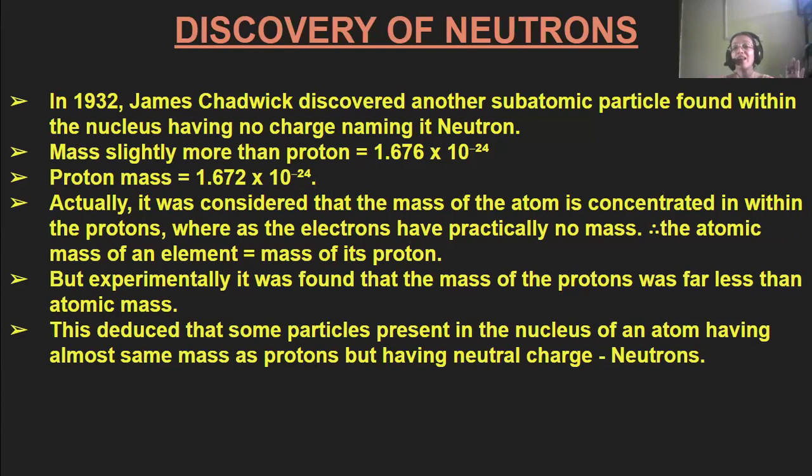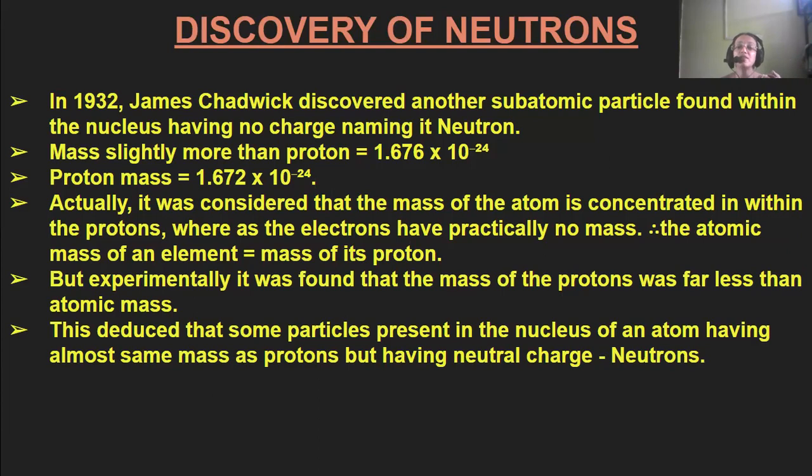Then mass: the neutron has a mass which is slightly more than the proton. Proton mass is 1.672 into 10 to the power minus 24, and neutron is 1.676 into 10 to the power minus 24, slightly higher than proton.